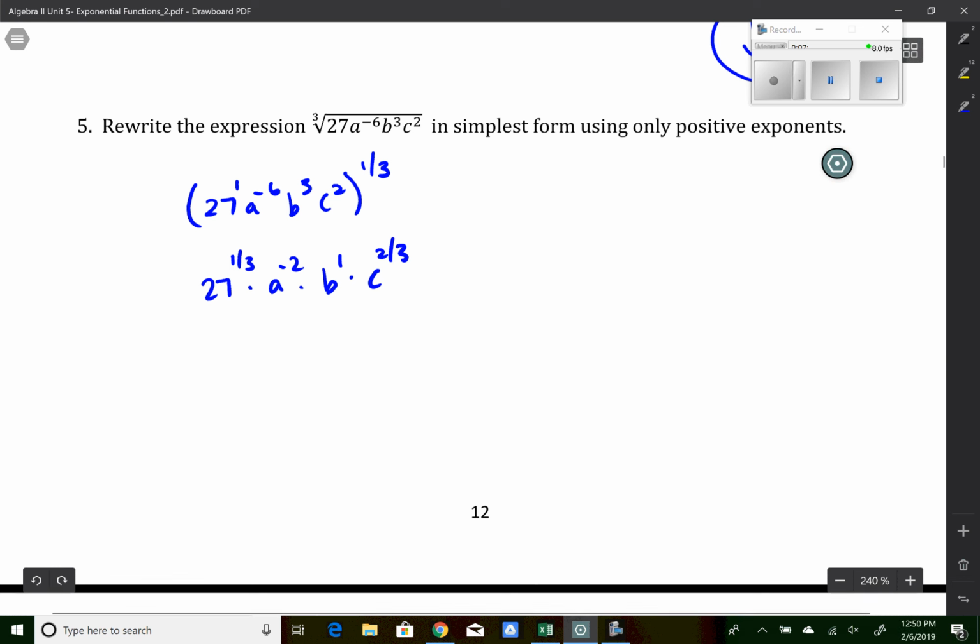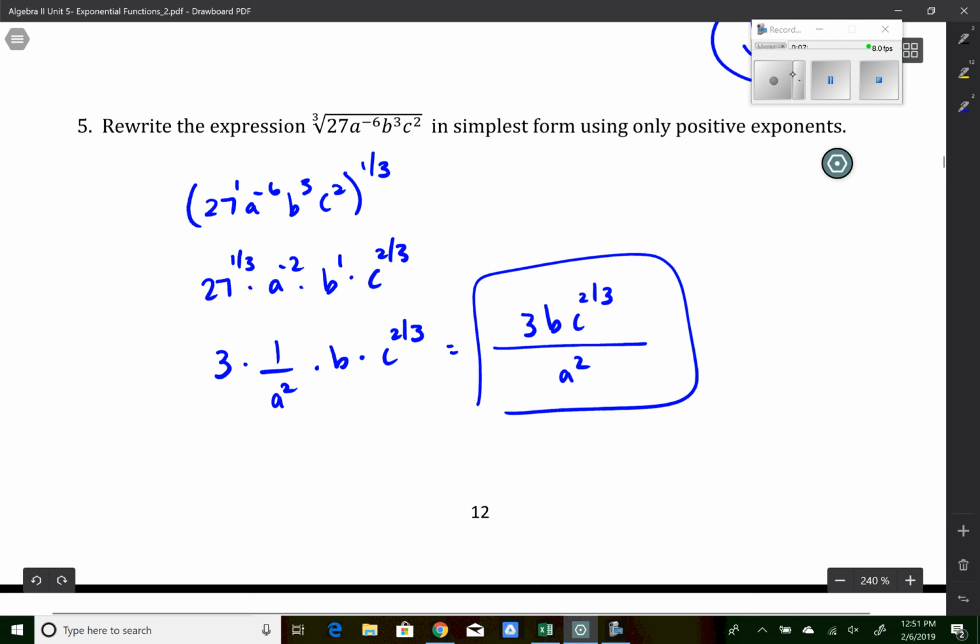27 to the 1/3 is the same thing as a cube root of 27, which we all know is 3. Negative exponents, reciprocal it, make it a positive. And nothing else can be reduced. So now what's my final answer? Using exponents, my final answer would be 3b c to the 2/3 all over a squared.